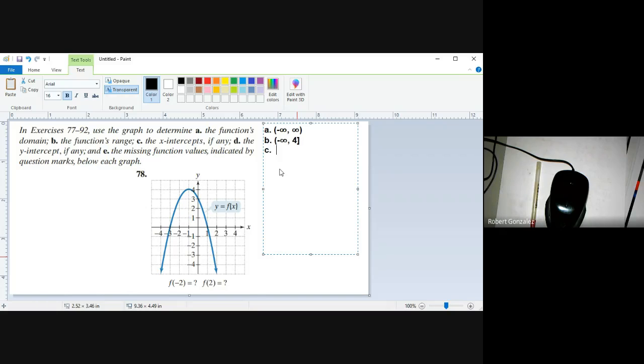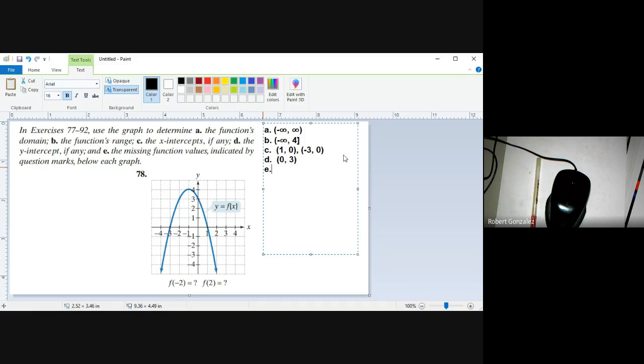Letter C wants the x-intercepts. And I can see the x-intercepts right here at 1, 0, and right there at negative 3, 0. So 1, 0, and negative 3, 0. The y-intercept is where it hits right here on the y-axis. You can see where my cursor is. That'll be the point 0, 3.